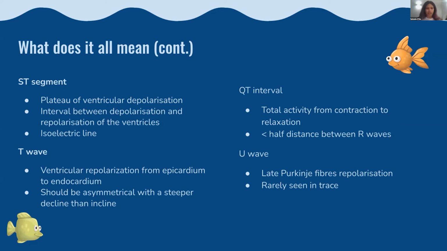And then of course the U wave. You're not always going to see it, but it can be a good representation of late Purkinje fibers repolarizing. That's why it's not always going to be seen, because that's not always going to happen. But even when it does, it can still be considered normal. So just something to remember.